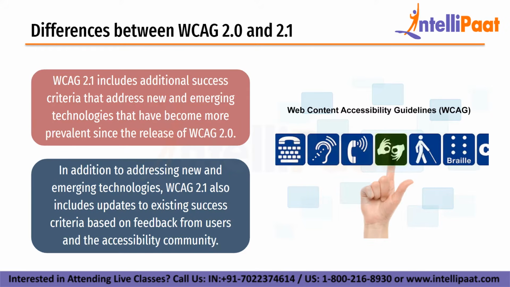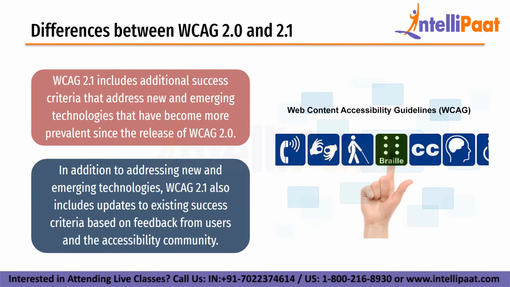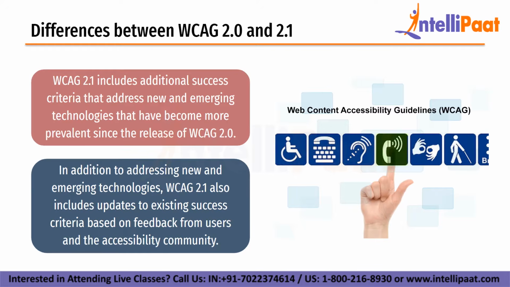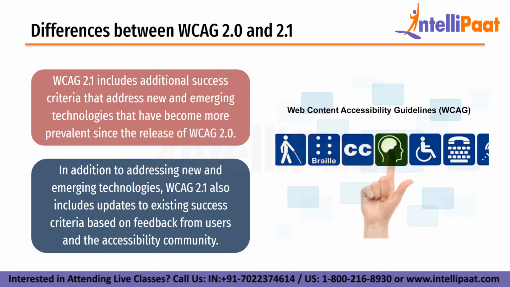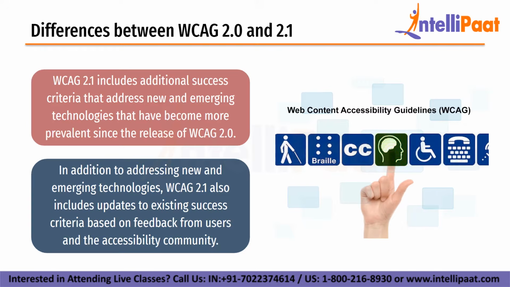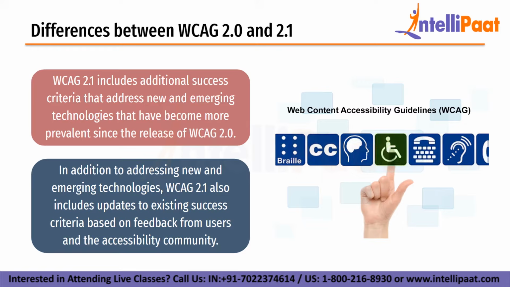For example, WCAG 2.1 includes new success criteria for providing users with more control over animations and motion effects, as well as updates to the contrast requirements for text and images to make them more accessible to users with low vision. Overall, while WCAG 2.0 remains a valuable resource for web accessibility, 2.1 represents an important update that takes into account the changing landscape of web technologies and the evolving needs of users with disabilities.